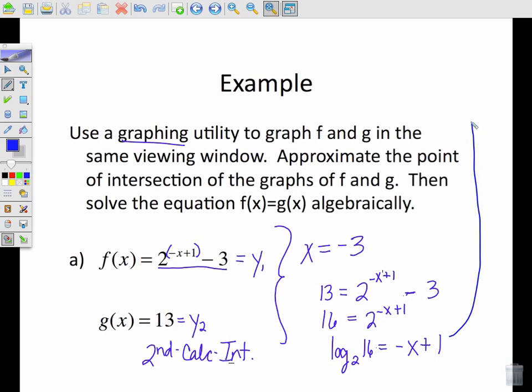That is, log base 2 of 16 is 4. And as you can see here, we can just continue to solve that. 3 equals negative x, so x equals negative 3. All right, that's your solution to this equation.